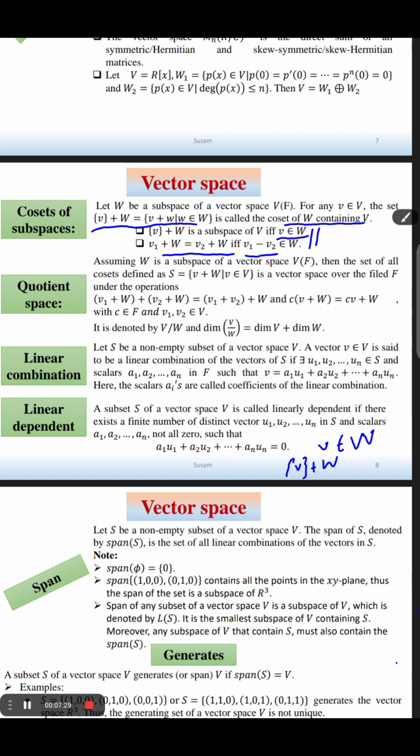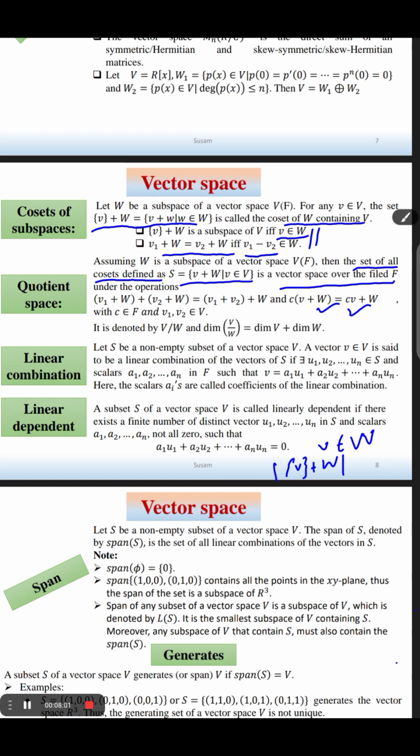What is a quotient space? You have the coset. You take an element from V and then add it to all the elements of the subspace. Now the set of all cosets defined like this is called the quotient space. The quotient space is a vector space over the field F under addition and scalar multiplication defined like this.